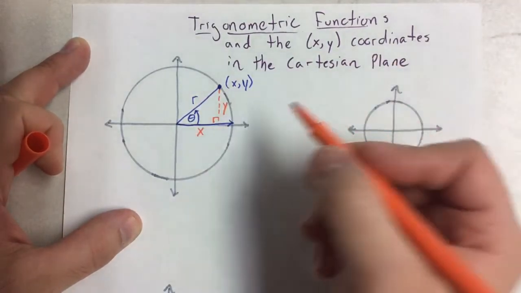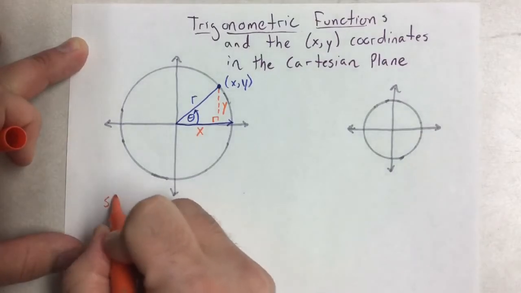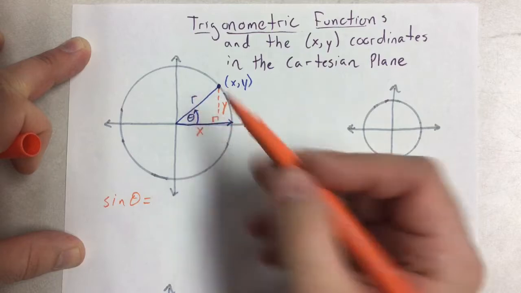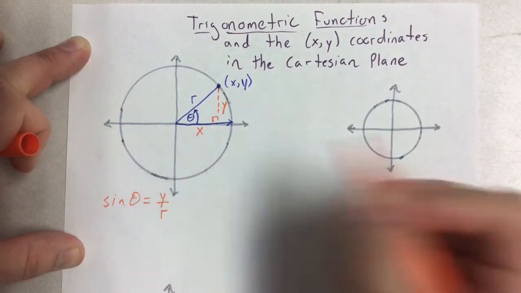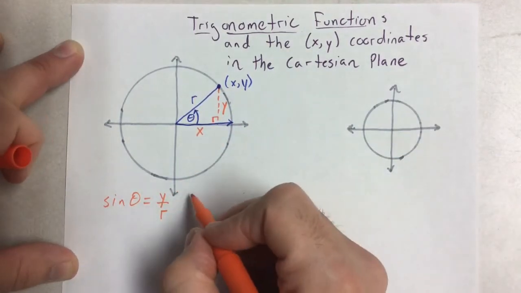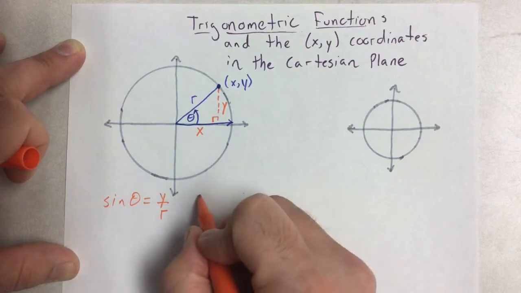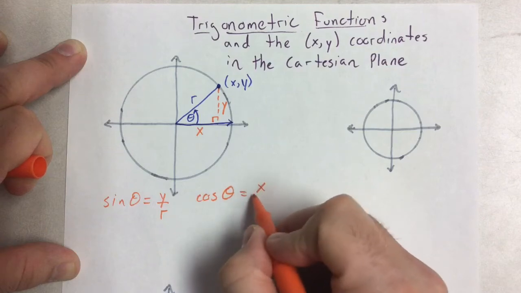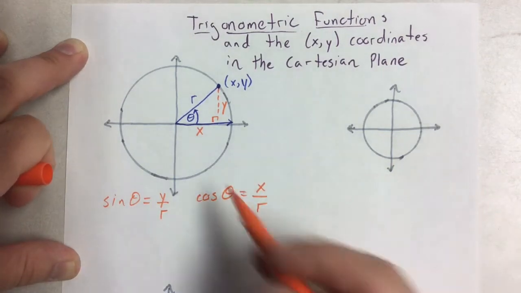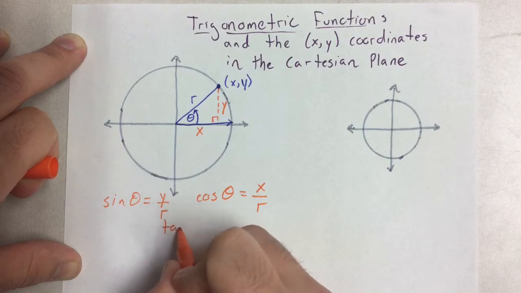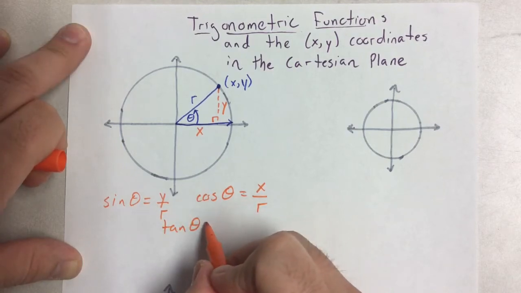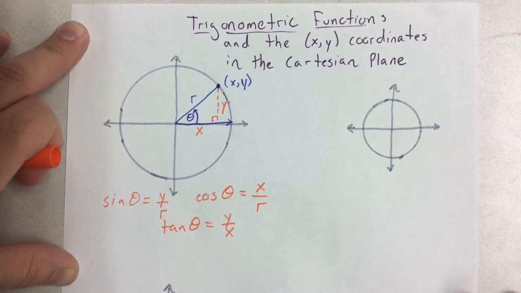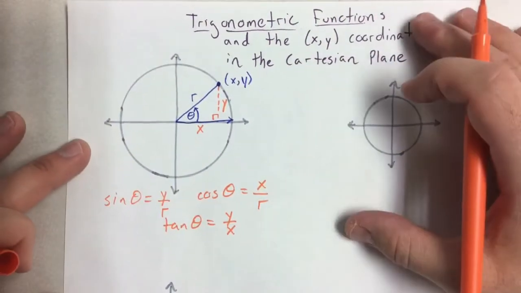So looking at this, our sine ratio, sine of theta, would be opposite over the hypotenuse, so opposite y, hypotenuse r, so y divided by r. And then our cosine would be adjacent over hypotenuse, so x over r. And then we can write our tangent ratio to be opposite over adjacent, or y over x. So this works for any circle on the Cartesian plane.